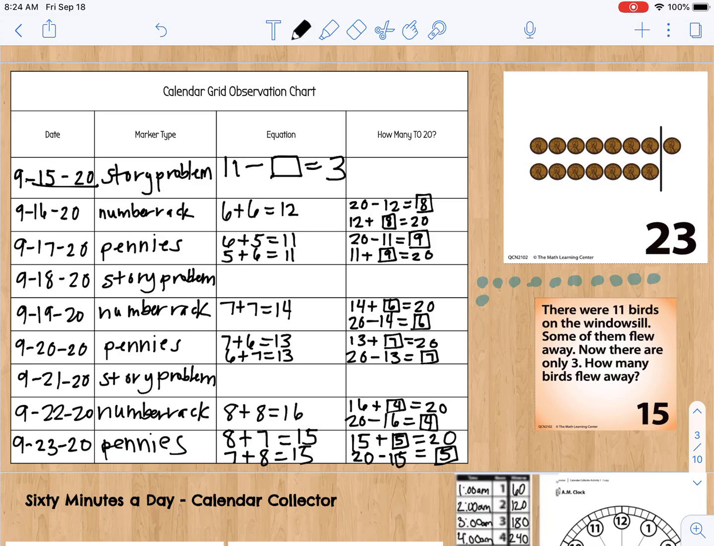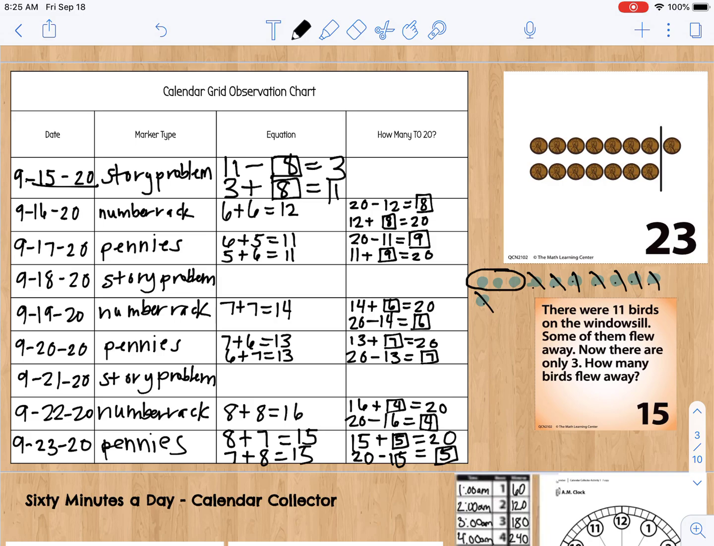So if I want 3 left, I know there are going to be these 3 left. So that means that all of these other ones flew away. So let's count them. How many flew away? 1, 2, 3, 4, 5, 6, 7, 8. It looks like 8 birds flew away. Okay, so that means that the 3 that I had left plus the 8 that flew away make the 11 birds in all that started on the windowsill. So I could think about that like addition or subtraction.